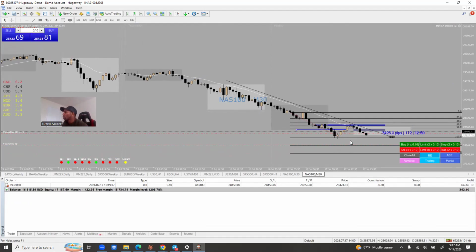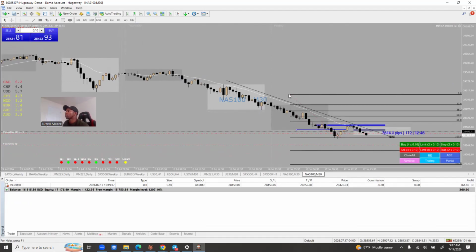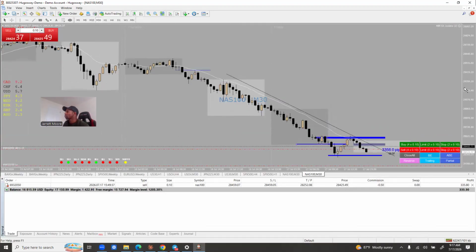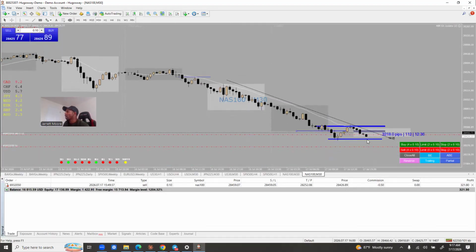So what I'm going to be looking at is if we do continue to get that push, closure below this, and then I could add positions if we start to respect this as resistance as well. So what we can get is a move down, move up, and then this could just tank some more.